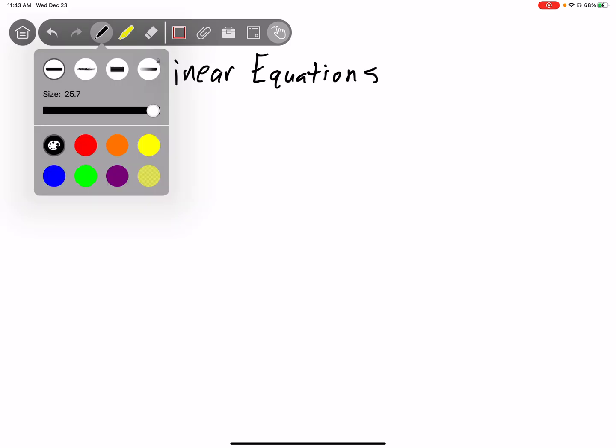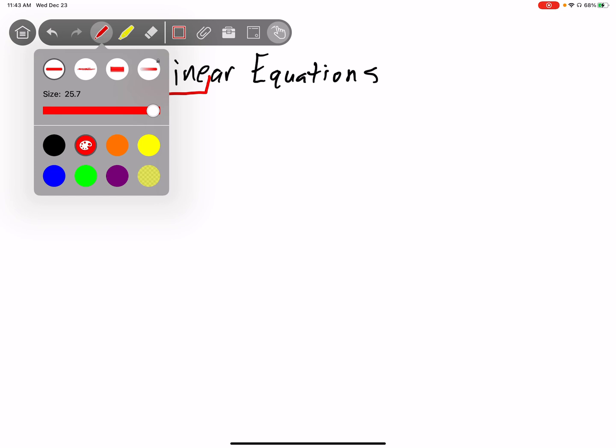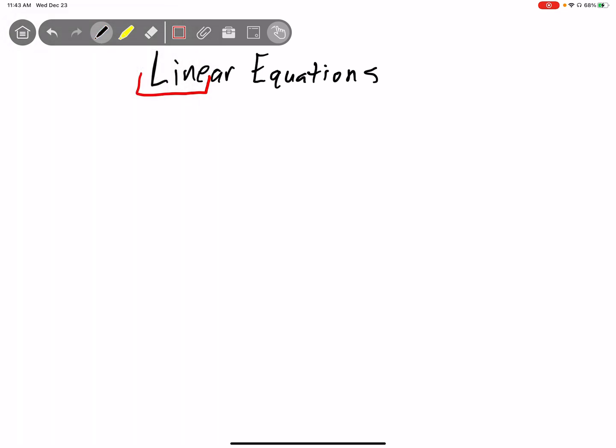All right, so let's talk a little bit more about linear equations. Okay, remember, linear equations are equations of straight lines. That's why the word line is in linear equations. They're equations that represent straight lines on a graph.